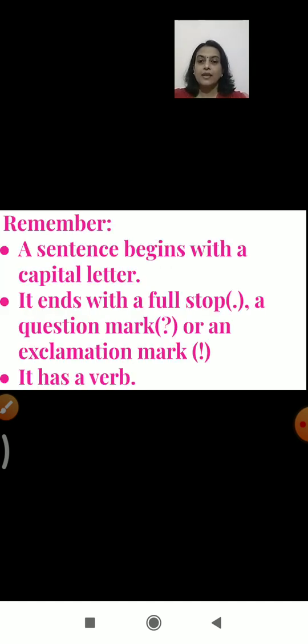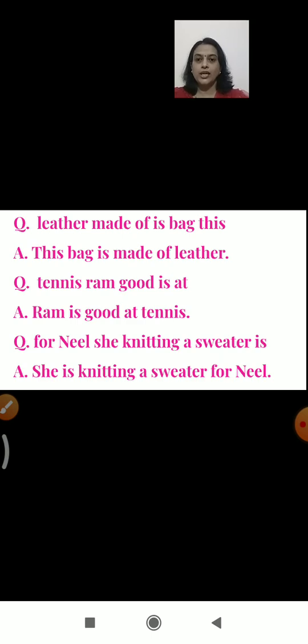Then what do we have to remember? A sentence always begins with a capital letter, and it ends with a full stop, a question mark or an exclamation mark. And it has a verb. A sentence always has a verb. So all these three points make a proper sensible sentence. Now here you can see some solved examples of how to make a proper sensible sentence.